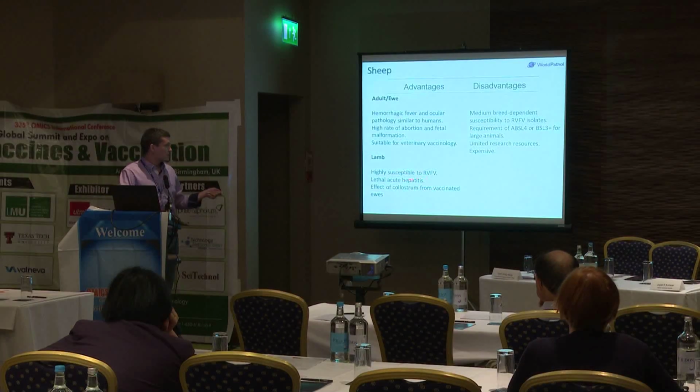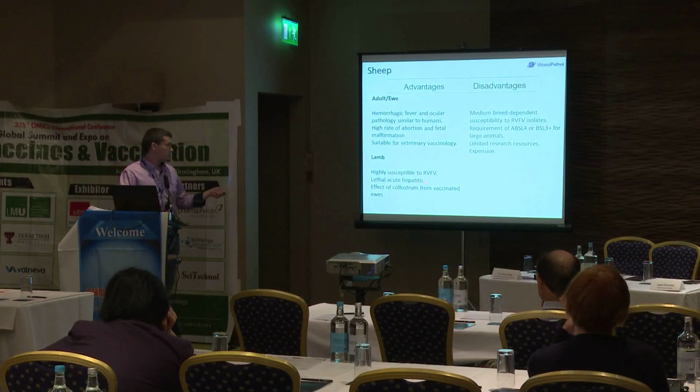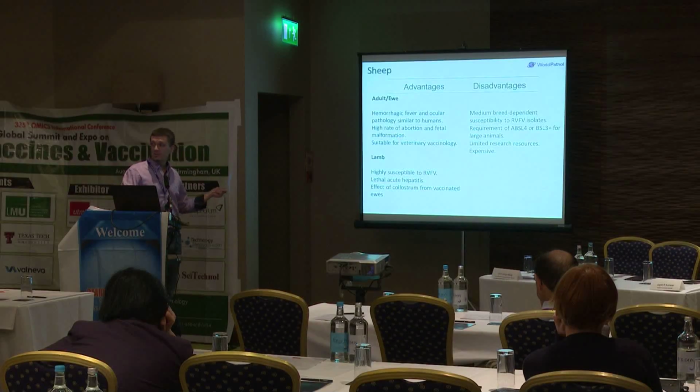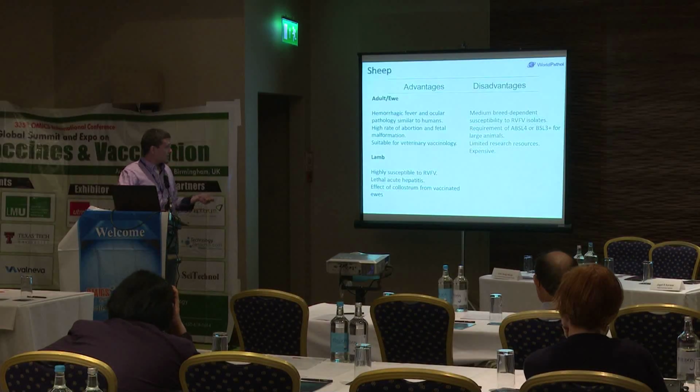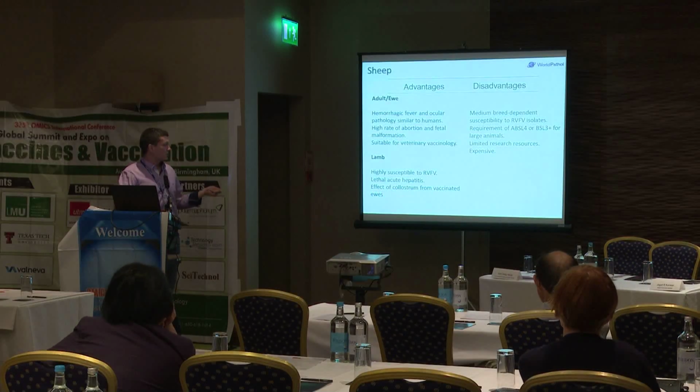Lambs are quite susceptible, with later acute hepatitis. Hepatitis, to be precise, because it's more hepatic necrosis than necrotizing hepatitis. So it's quite fulminant, but they are useful to detect the effect of colostrum from vaccinated ewes. That is quite useful in the endemic areas in Egypt, the Arabian Peninsula, and so on.